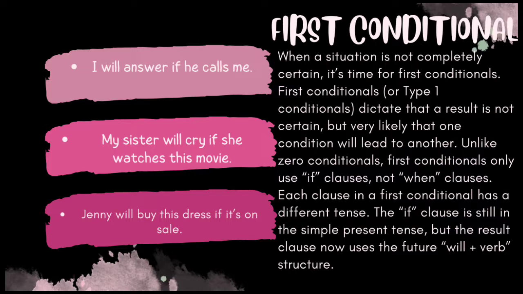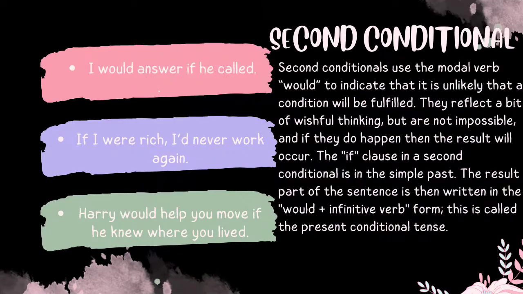So the example is, I will answer if he calls me. And then, my sister will cry if she watches this movie. And then the last is, Jenny will buy this dress if it's on sale. So that's the example for first conditional. Okay, now we move to second conditionals.